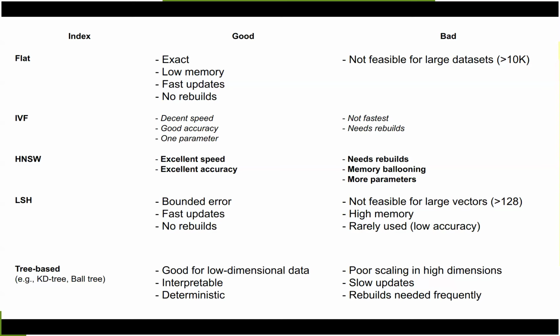LSH has bounded errors. It has fast updates. No rebuild is necessary, but it's not feasible for large vectors. It also consumes high memory because the LSH function is usually a complex function to come up with. And it's also rarely used in practice. Tree-based indexes are good for low-dimensional data, I mean, less than 10 dimensions. They're deterministic and interpretable, but poor in scaling, have slow updates, and rebuilds are also necessary.